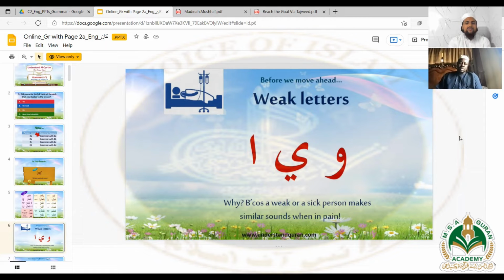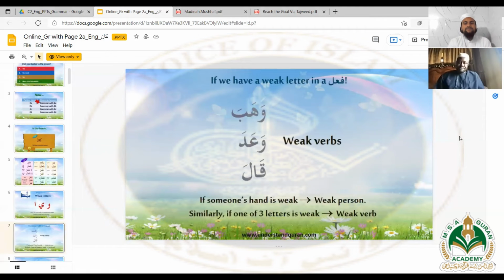So before we move ahead, big letters, you remember: alif, ya and waw. Why? Because a weak or a sick person makes a similar sound when he is in pain. So like the person who makes this sound, these three letters also make a similar sound. A, ba, ta, e, b, t, u, bu, tu. So a, e, u is similar.